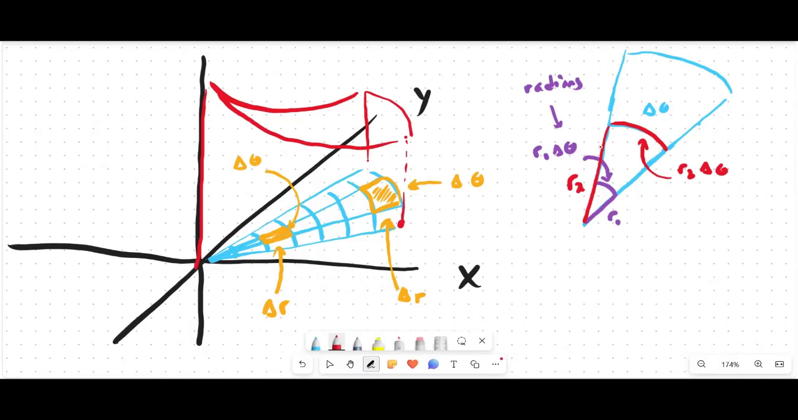R2 is bigger, therefore the arc length is bigger. And therefore, we have to specify there's an R value here that's multiplying by delta theta. And down here, it's a different R value, right? Whatever R is down here versus whatever R is there. So I guess you could say R1 and R2.